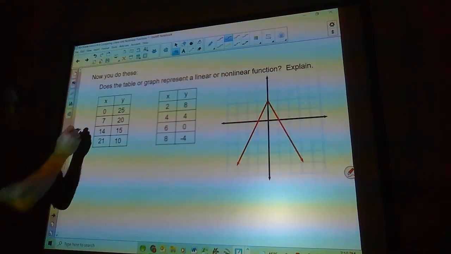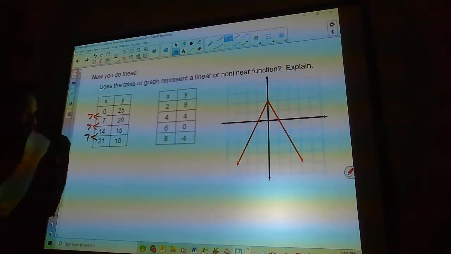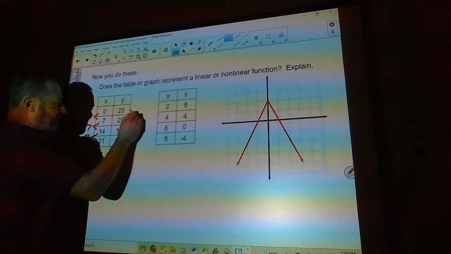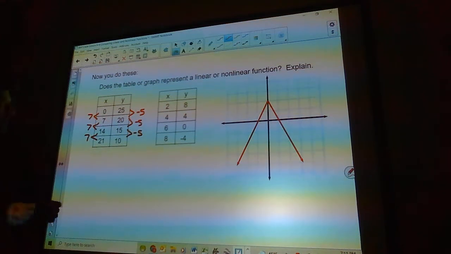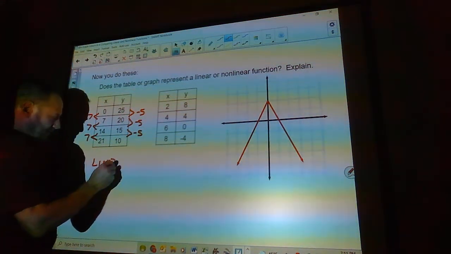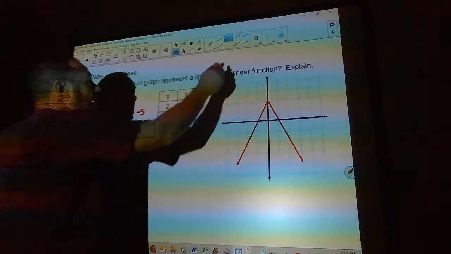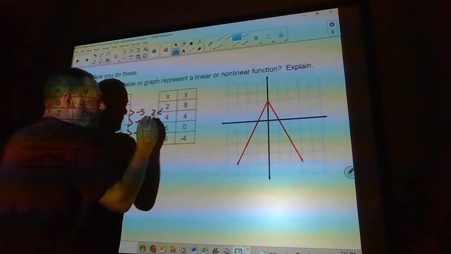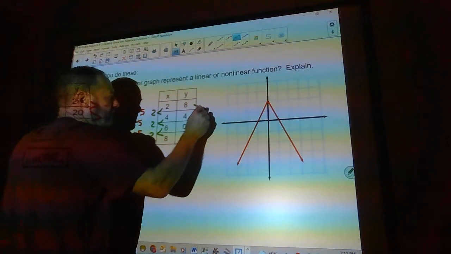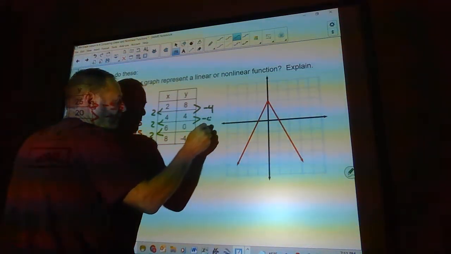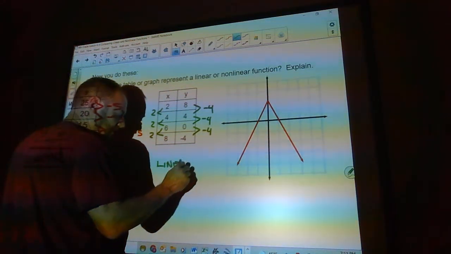Okay, over here, if I look at this one, the x's change by 7 each time, which means that this should change by the same each time. So this changes by -5, by -5, and by negative 5. So this is definitely linear. Okay, over here, this changes by 2, by 2, and by 2. This changes by negative 4, by negative 4, by negative 4. So guess what? This one is also linear.